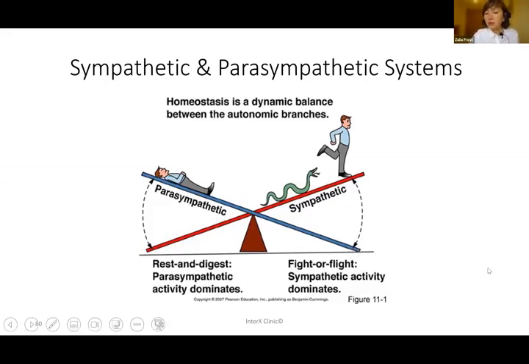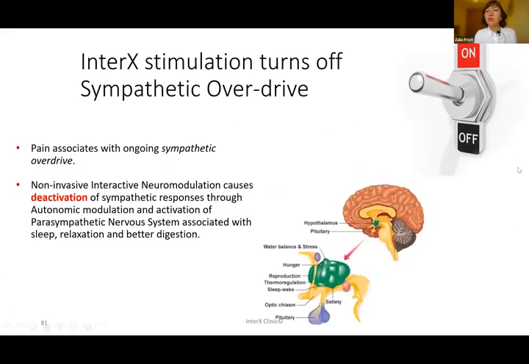So the answer for you is that you need to turn off that stress response. Can you see this switch on and off? So if your sympathetic is on all the time, you need to turn it off. And that will be your first step to stop the body running like crazy in this ongoing stress response.